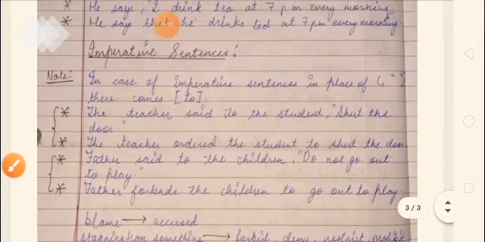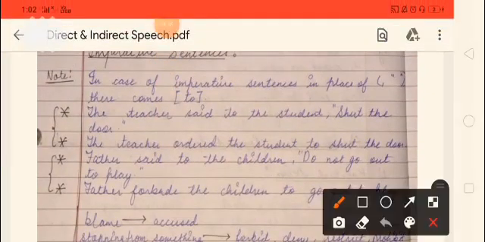Now, in case of imperative sentences, there are some rules. What are imperative sentences? First of all, sentences which give you some command, or you come to know about some request, advice or prohibition. These types of sentences are known as imperative sentences. So in case of imperative sentences, in place of comma and inverted comma, "to" is used. For example, the teacher said to the student, shut the door.